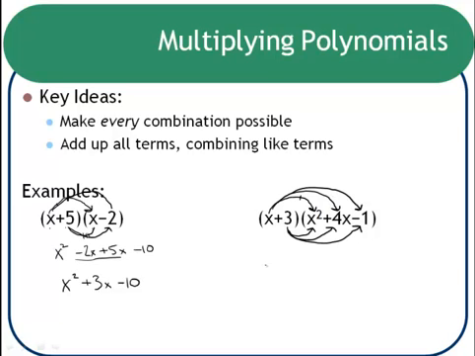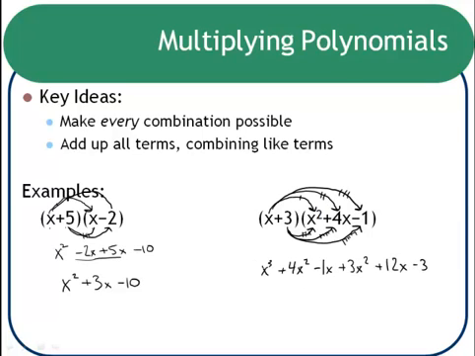So x times x squared is x cubed. And then this next one, x times 4x is 4x squared. X times x, remember, is x squared. And then this third combination, x times -1, is -1x. 3 times x squared, that combination is, well, I just said it, 3x squared, that's all there is to that. 3 times 4x, that combination is 12x. And then 3 times -1, the final combination we have, is -3.